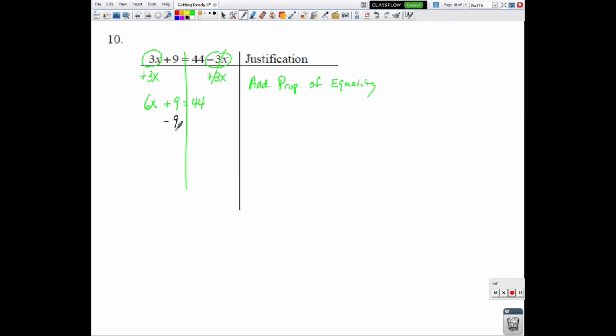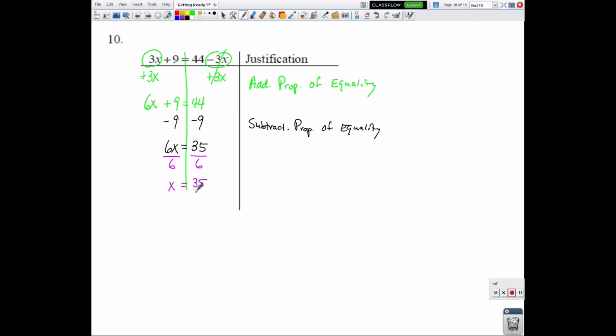To get rid of the positive 9, you would subtract 9 on both sides, leaving you 6x equal to 35, using the subtraction property of equality. And lastly, to get rid of multiplication by 6, we divide both sides by 6. And again, we don't worry about the elementary school fear that 6 doesn't go into 35. Every number goes into every other number.